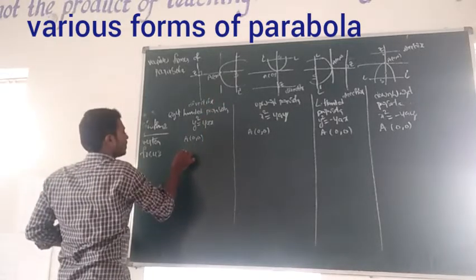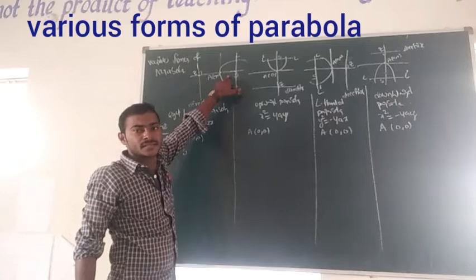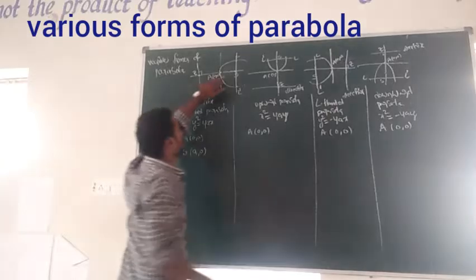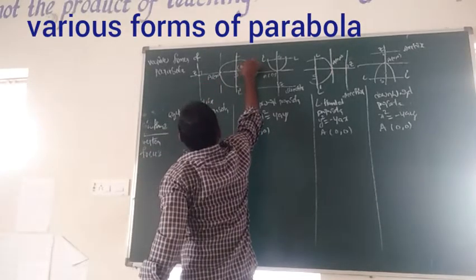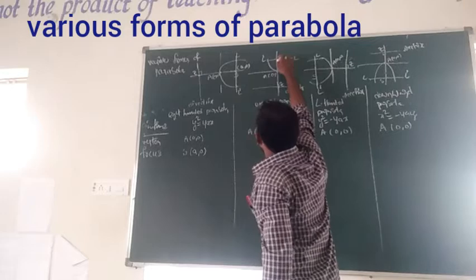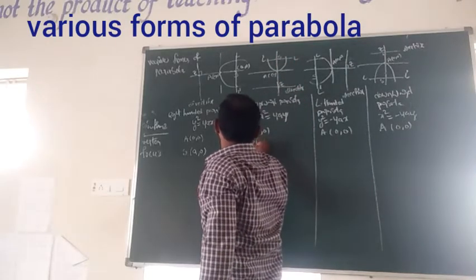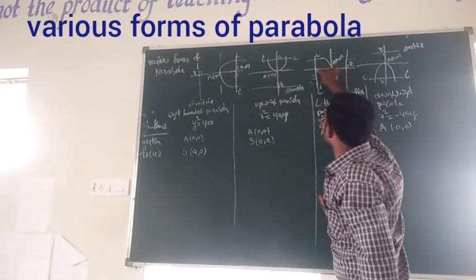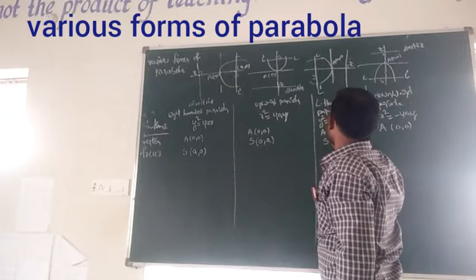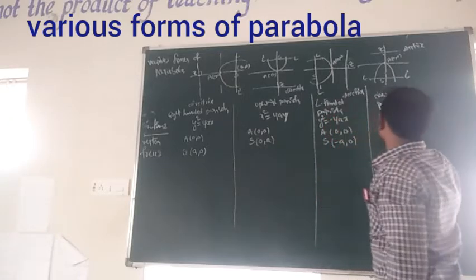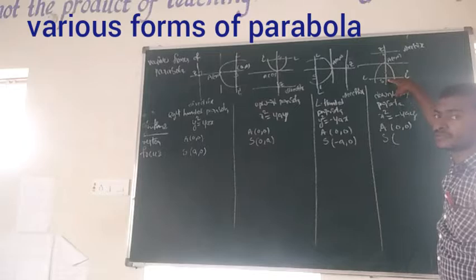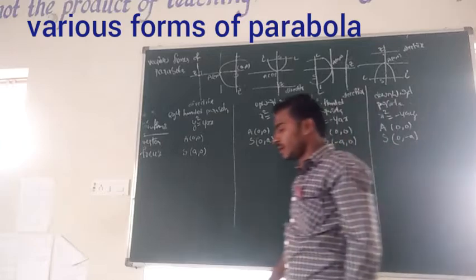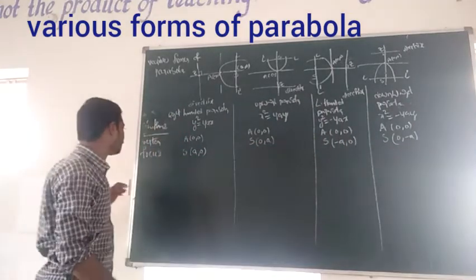Now after getting the vertex, we may take the focus. Here the focus lies on the x axis, that is a, 0. The focus lies on the x axis, that is a, 0. The focus lies on the y axis, so we get 0, a. The focus lies on the negative side of the x axis, that is minus a, 0. And here also the focus lies on the negative side of the y axis, that is 0, minus a.